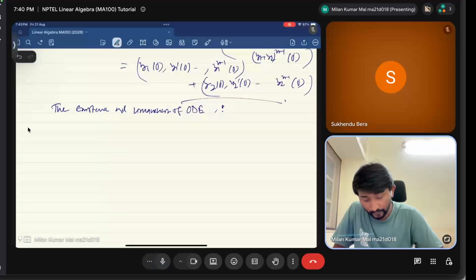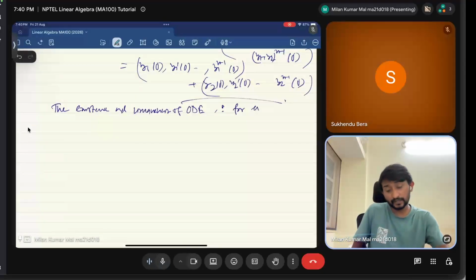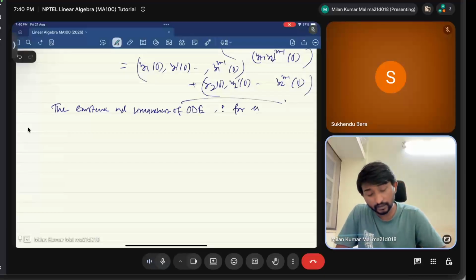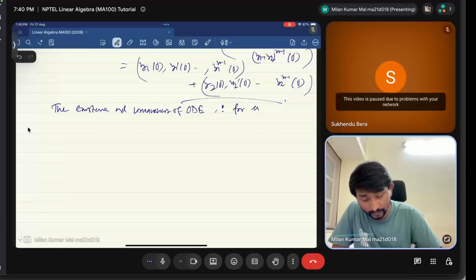exactly one vector y such that phi of y is equal to c. So phi is surjective. Why, what is meant by this? The existence and uniqueness of ODEs, what it means, let me explain clearly.